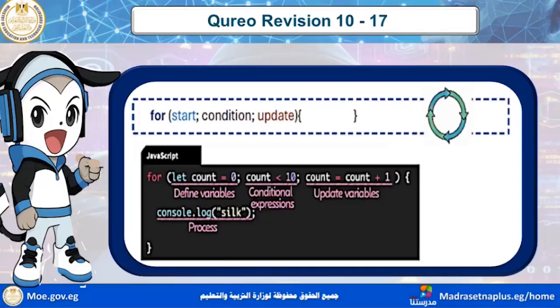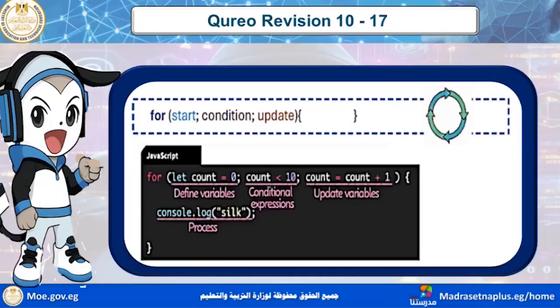So we define the variable by let count equals 0. Then write the conditional expression, count less than 10. Then the update of the variable using count equals count plus 1, which means that each time we will increase the value of count by 1. And between the curly brackets, we have to write the process. The process is the command that we will repeat any number of times we like.